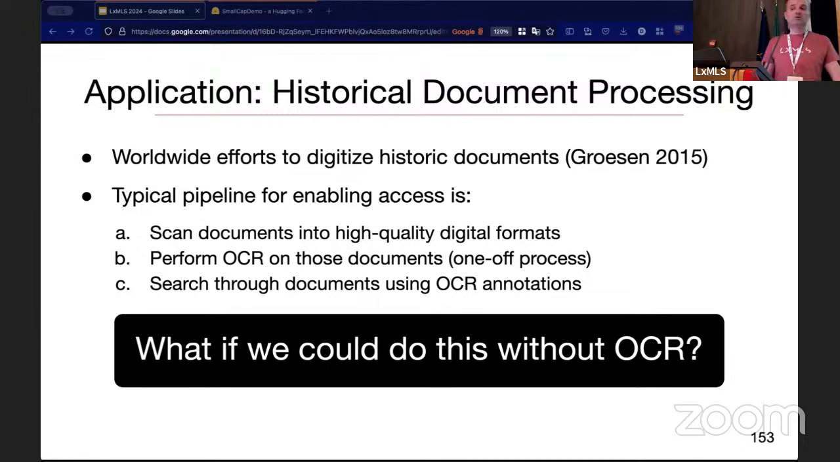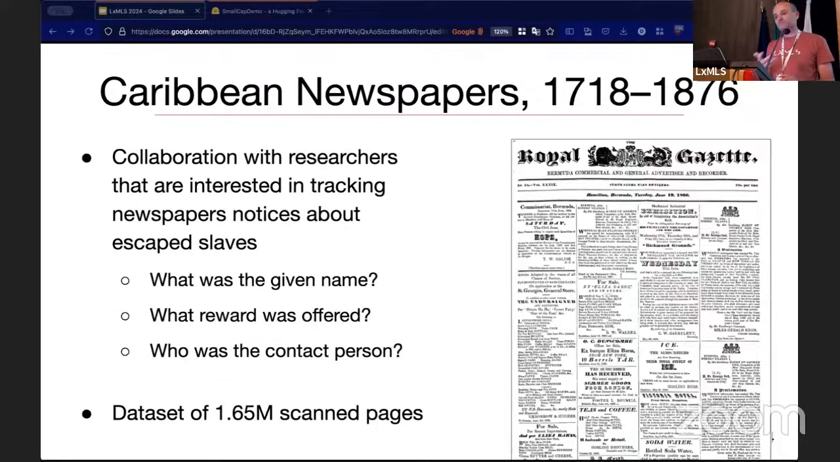And we wanted to ask, what could you do if you didn't need OCR? So we worked with some collaborators on a collection of Caribbean newspapers from 1718 to 1876. And these are humanities researchers who are particularly interested in tracking newspaper notifications about escaped slaves. They want to be able to calculate aggregated statistics over maybe the distribution of rewards offered for the return of an escaped slave, or the distribution of locations from where slaves were escaping. Is there some meta-analysis that we can perform here?